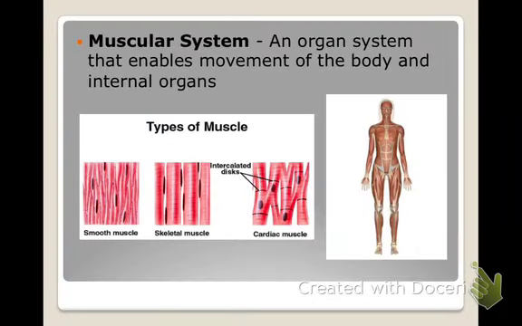Your muscular system is an organ system that enables movement of the body and internal organs. We talked about connective tissue a little bit ago. We have connective tissue so that those muscles can connect to your bones, and then you can contract and expand your muscles like a rubber band to move your bones around. So we have smooth muscle that looks like that, and that's in your stomach and your intestines. Your skeletal muscles attach to your skeleton to help your skeleton move. And then cardiac muscle is specific to your heart. So that's your muscular system.